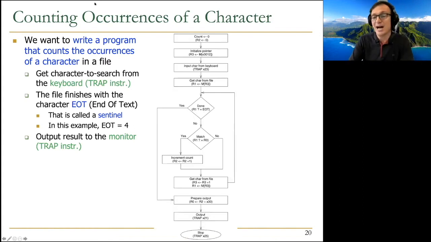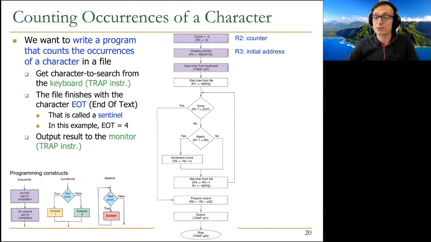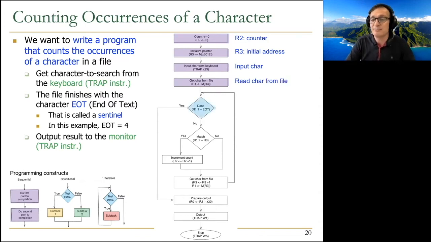But this is how I break my program into the constructs: the sequential, conditional, and iterative. Again, I'm not going to go through this in detail, but you need to initialize the count. And you remember the constructs as pictures over here. You need to initialize the count, initialize the pointer, get the input character from the keyboard, and get the character from the file that we're going to compare to the input character. And then if the character that we got from the file is not end of text, then we keep looping.